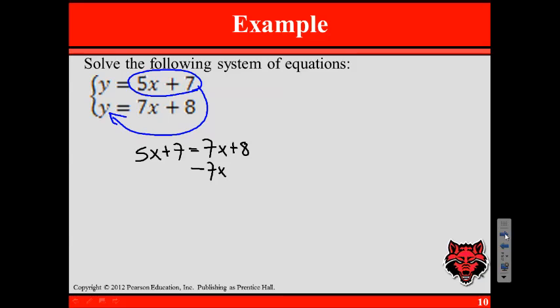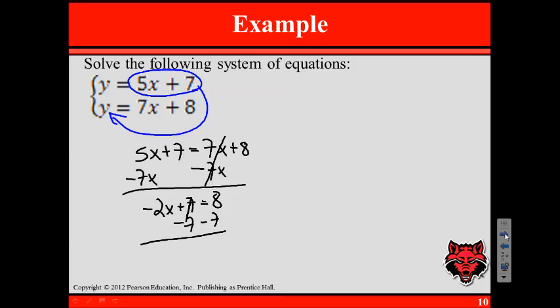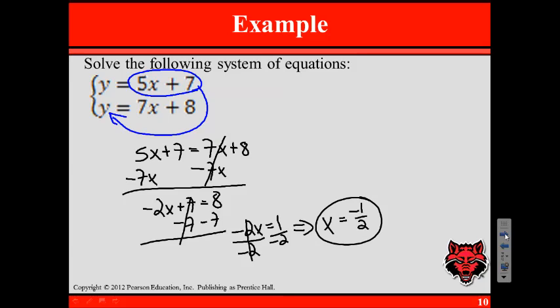We subtract 7x from both sides. We cancel on the right. We're left with negative 2x plus 7 equals 8. So we subtract 7 from both sides. And we have negative 2x equals 1. We can now divide both sides by negative 2. And we see that x equals negative 1/2. Once we have a value for x, we take that and plug it into one of the two original equations so that we can solve for y.